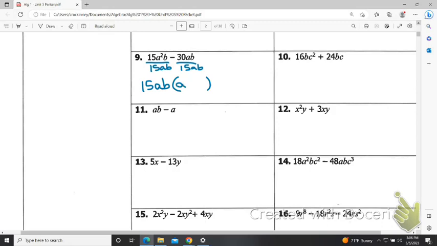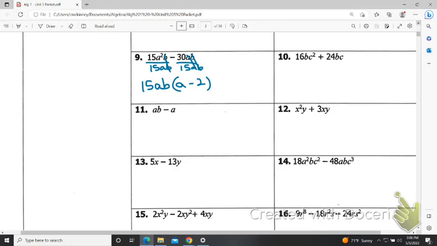Now, if 1 was the only thing, I would need to write it, because it can't just be empty. But there is an A, so I don't need to write 1A. I can just write A. And then negative 30 divided by 15 is negative 2, and the A's and the B's cancel, just like over here the B's canceled. If you distribute, you get back to the original.